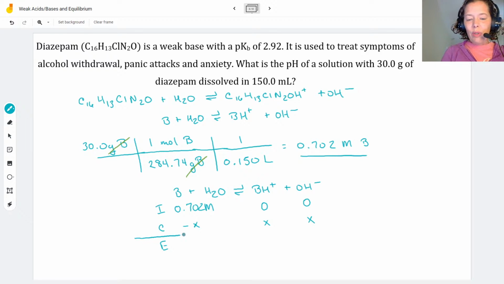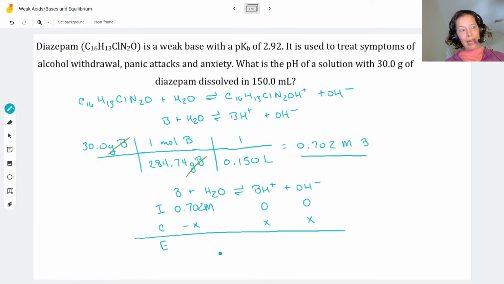Now for equilibrium, you just add down the column. So I have 0.702 minus x. Again, I've just added my I and my C values. And then for my protonated base, my hydroxide, the same thing, except I'm not going to write 0 plus x. You can. I'm just going to write x on each. Okay, so that really looks like a y. Let's make sure that's an x.